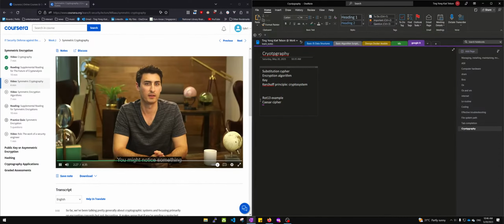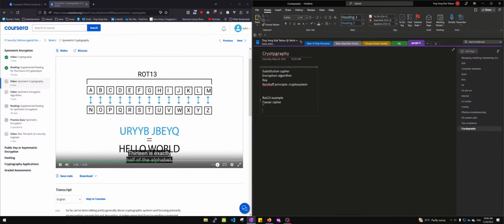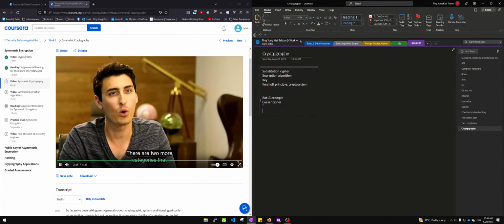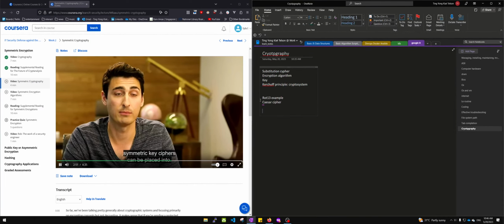You might notice something about the ROT13 mapping table or the fact that we're offsetting the alphabet by 13 characters. 13 is exactly half of the alphabet. This results in the ROT13 cipher being an inverse of itself. What this means is that you can recover the plaintext from ciphertext by performing the ROT13 operation on the ciphertext. There are two more categories that symmetric key ciphers can be placed into.